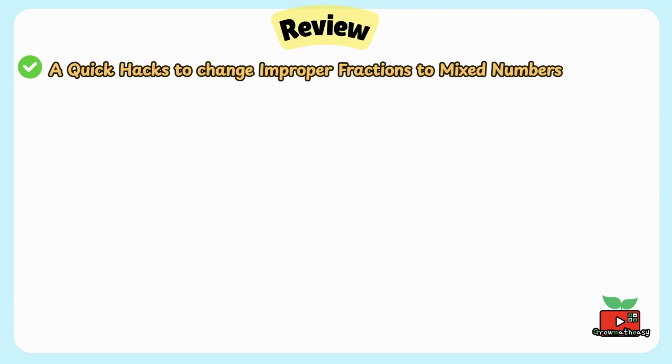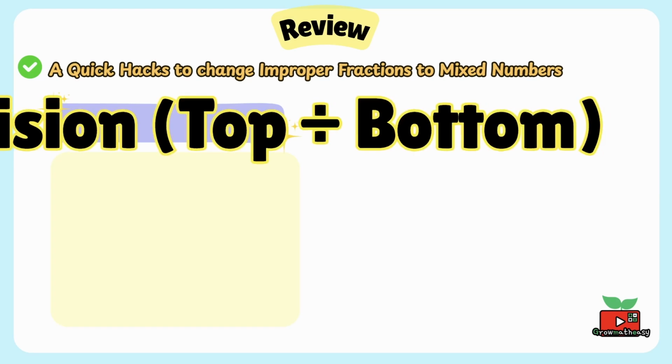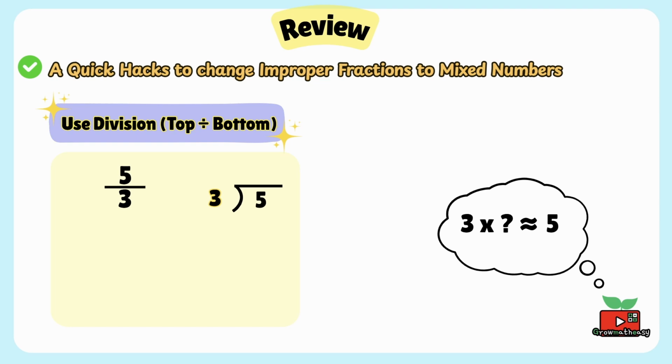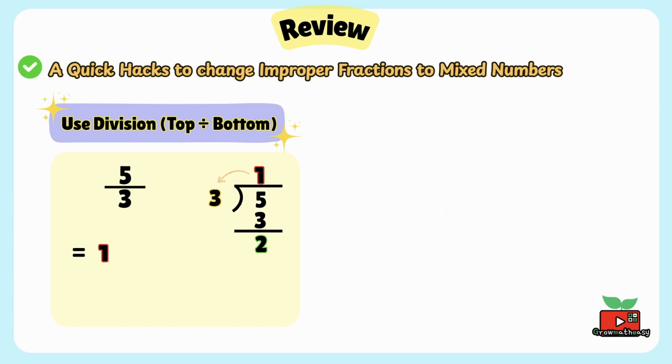Let's review what we learned today. We learned a quick hack to change improper fractions into mixed numbers. The quick hack is use division. Top number divided by bottom number. For example, 5 divided by 3, we think how many groups of 3 fit into 5? That's 1 with the remainder of 2. So 1 is the whole number, and we keep the same denominator 3, and the remainder 2 is the numerator. And that's it. You have just mastered converting improper fractions to mixed numbers.